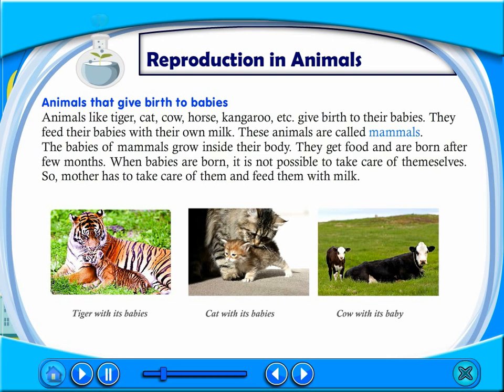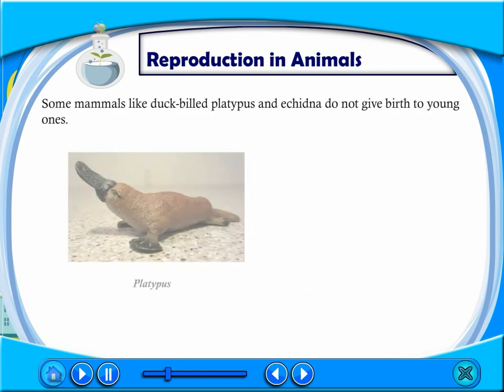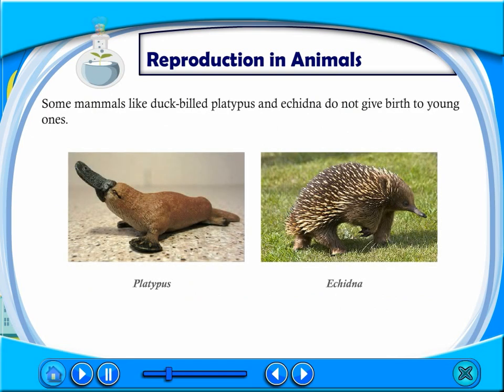The babies of mammals grow inside their body. They get food and are born after a few months. When babies are born, they are not able to take care of themselves, so the mother has to take care of them and feed them with milk. Some mammals like duck-billed platypus and echidna do not give birth to young ones.